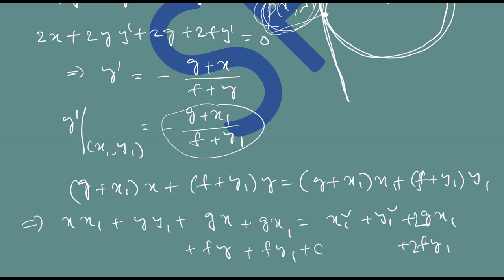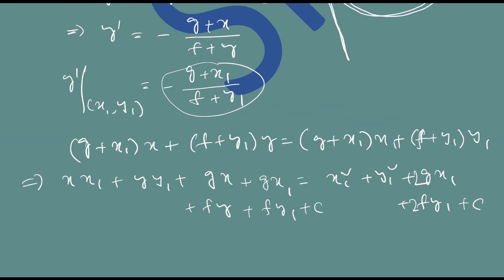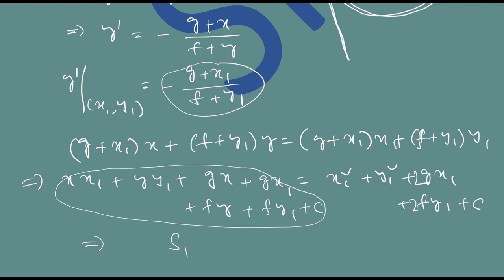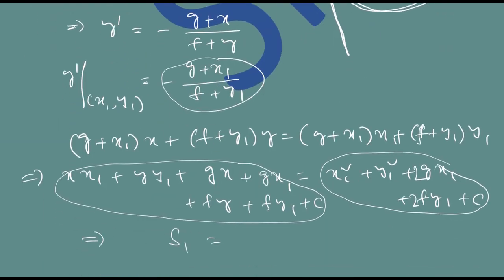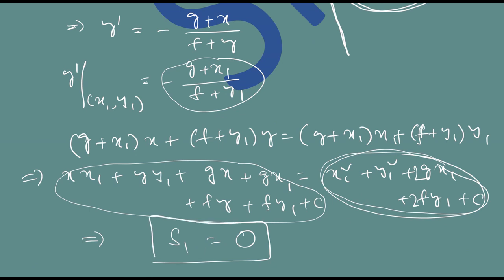And I am going to add a c on both the sides. Now you can see that under the notation that we have discussed earlier, this is nothing but S1 and this is nothing but S11, nothing but substituting the point in the circle equation. Observe that the point lies on the circle. So when you substitute the point in the circle equation, it satisfies. That means it becomes 0. So I am getting equation to the tangent at (x1, y1) as S1 equal to 0.